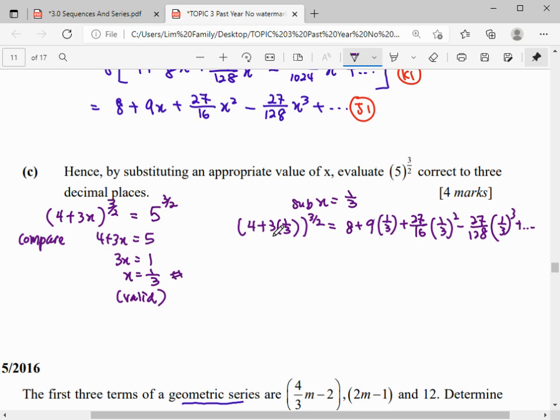Belah kiri, kita perlu buat satu-satu. Kita kena tunjuk satu-satu ni. So, ini adalah 5 to the power of 3/2. Straight away, we get the answer. So, this question is quite direct because when we substitute inside here and simplify, we get 5. Straight away, we can get the answer. So, for the right hand side here, we will press the calculator and make it to 3 decimal places.